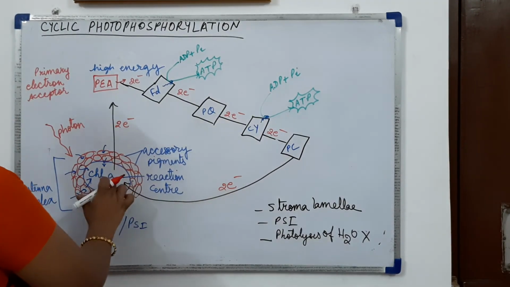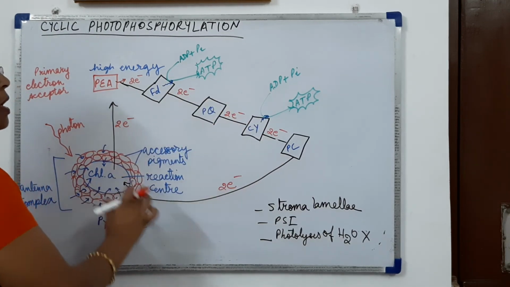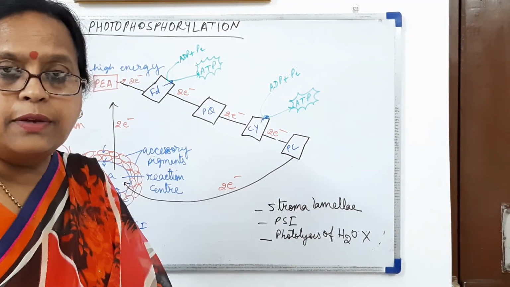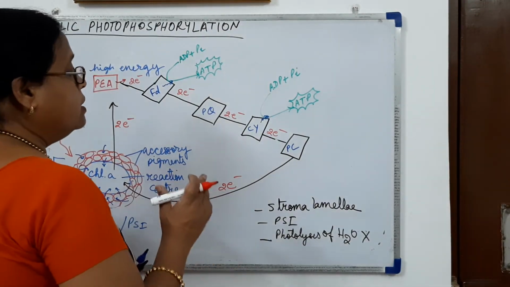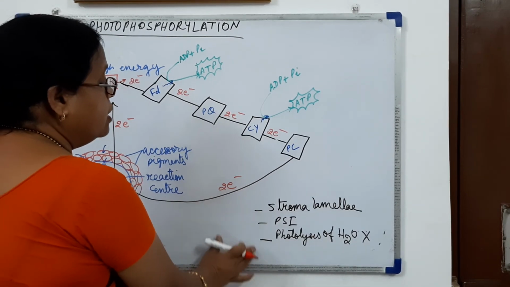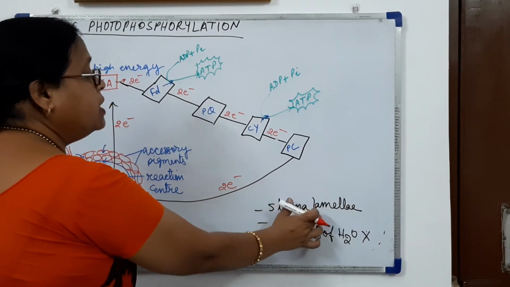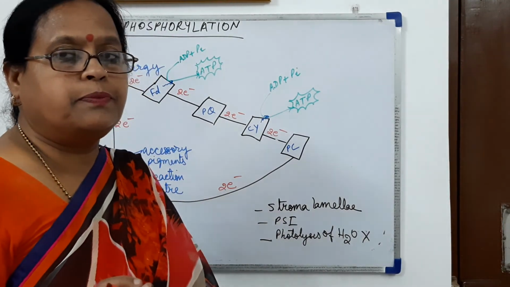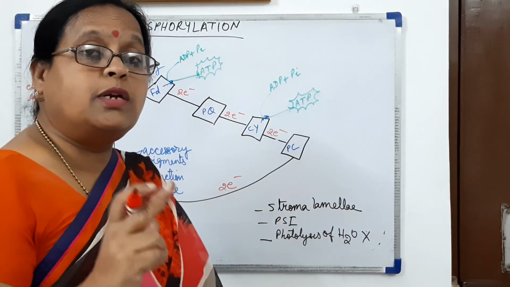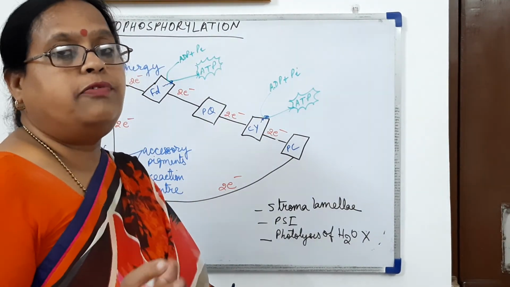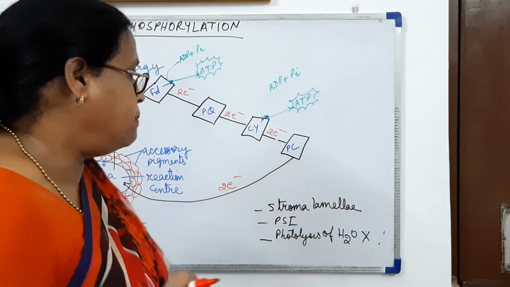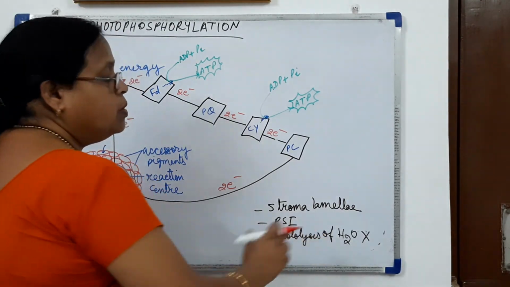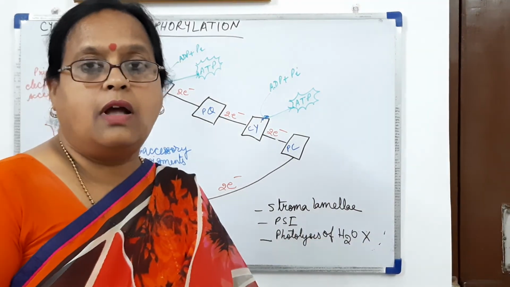And because the electrons are coming back to this system, there is no need to get the electrons from photolysis of water. So that is why these three things are not required. This is found in the stroma lamellae, where only pigment system 1 is found, and the pigment system 1 and 2 both are found in the thylakoid lamellae. When pigment system 1 is only required, there is no requirement of photolysis of water.